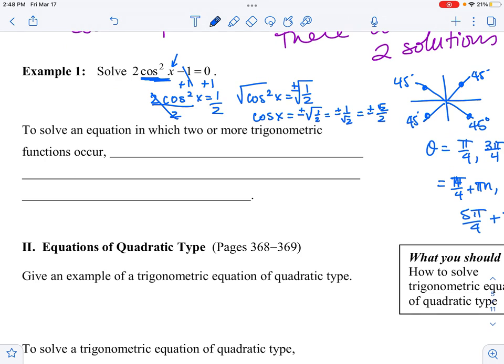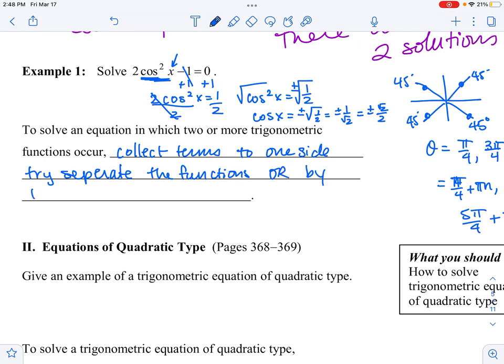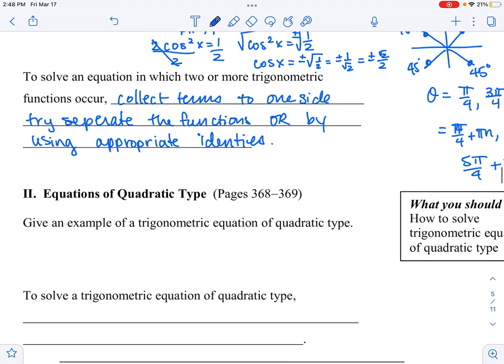To solve an equation where 2 or more trig functions occur, what you're going to do is collect the terms to one side and try to separate the functions, or by using appropriate identities. So these are going to be the same identities that we've been using.